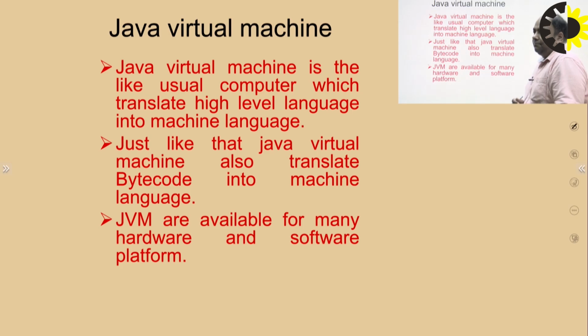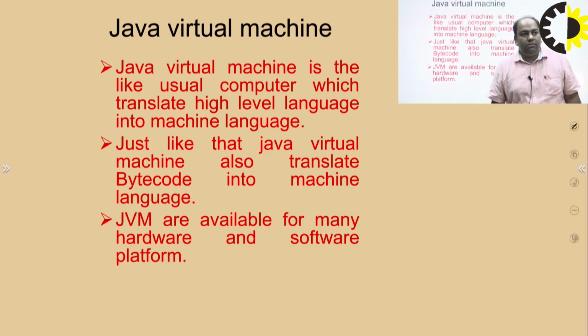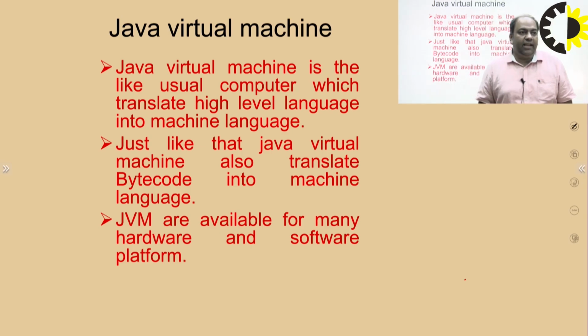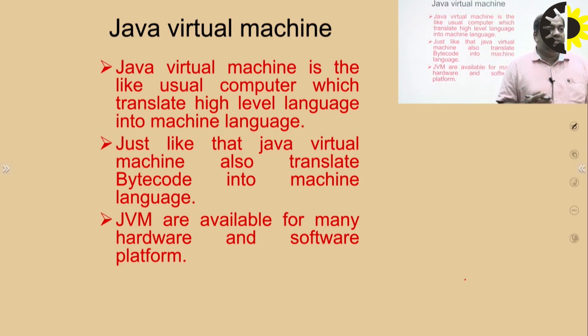Now comes JVM. What is JVM? Basically, JVM is a computer which converts high level language into machine language. In the Java virtual machine, we create bytecode which translates that high level language into machine language. JVM is also available for many hardware and software platforms. So we have to create another virtual machine, named the Java virtual machine, for running our program.